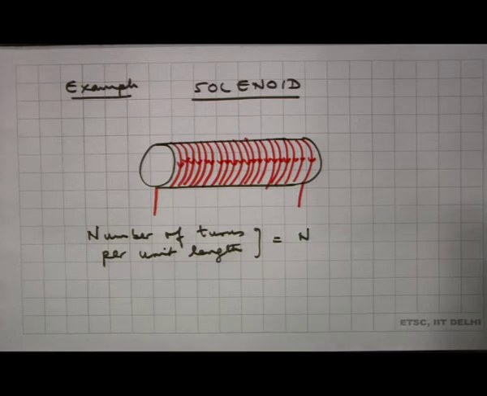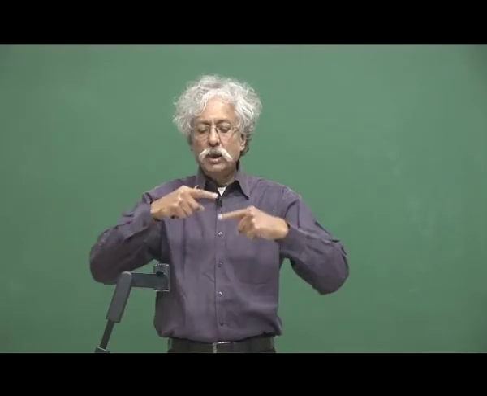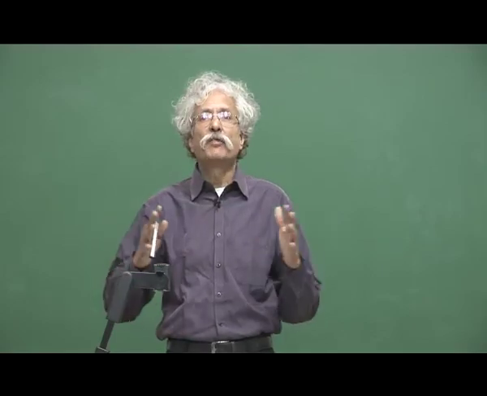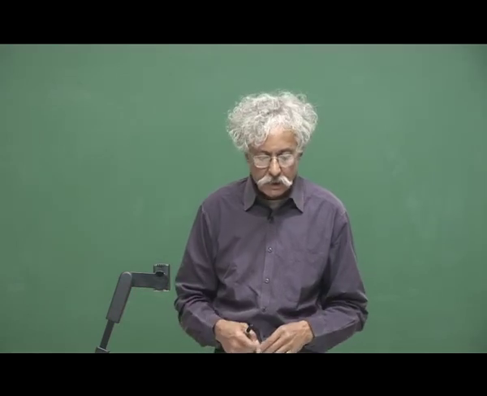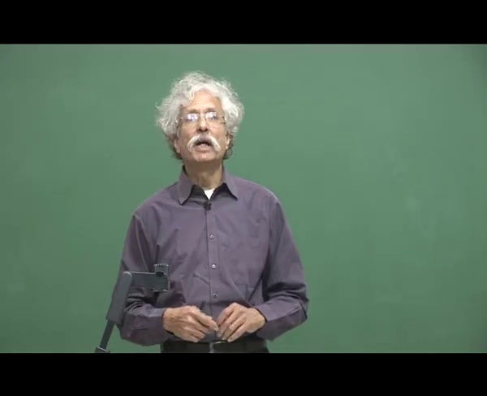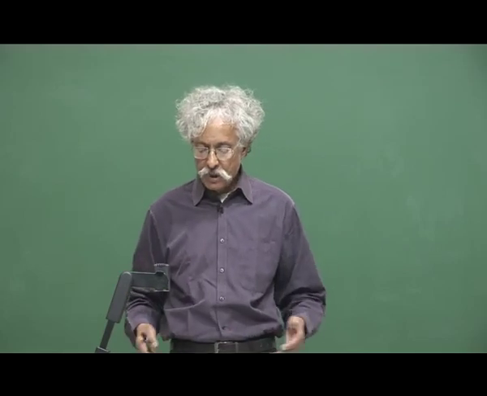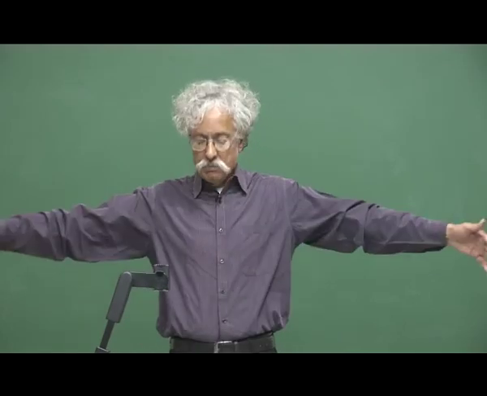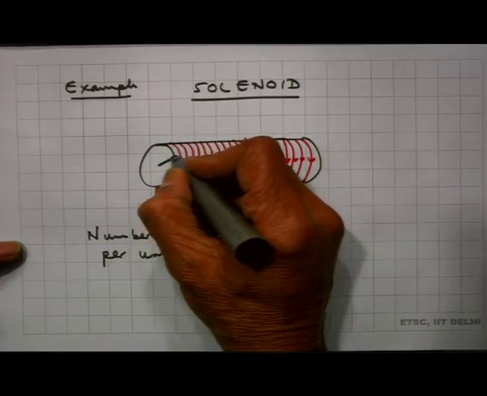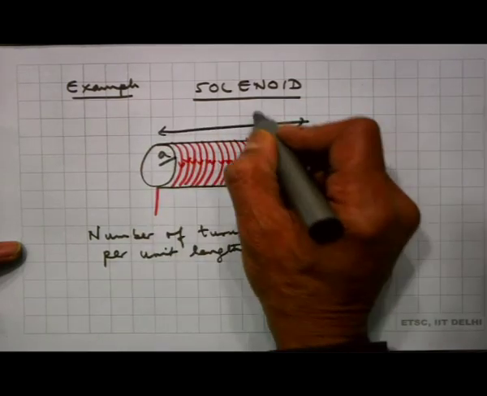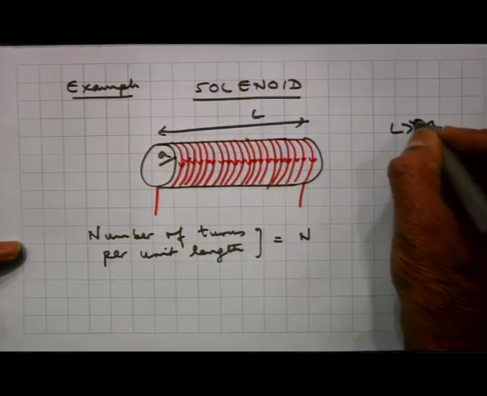If it is closely wound, it is as if each turn was a circular loop. Actually, the loops go like a helix, but if they are very closely wound, I can assume that each winding is a closed loop like this, and all of the loops carry the same current. My problem is to find the magnetic field produced by this, and I would like to take an infinitely long solenoid. Infinitely long essentially implies that if the radius is A and the length is L, L is much greater than A.